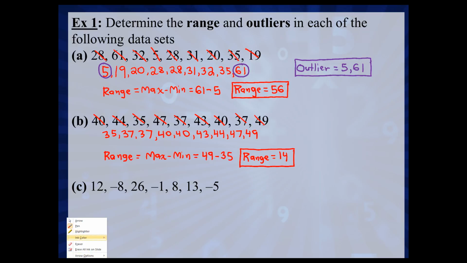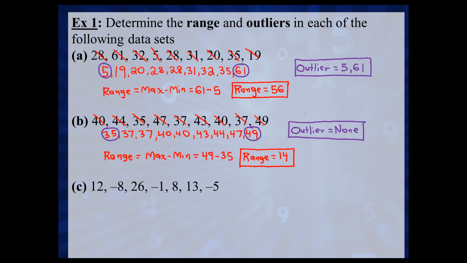Outliers. Okay, so at the start of the list, we have 35. Is 35 substantially smaller than 37? No, it's only off by 2. So I would not classify that as being an outlier. How about at the other end of the list? Is 49 substantially larger than the other numbers in the list? No, once again, it's off by 2. So in this case, how many outliers do you have? None. Because they are not substantially larger or smaller than any of the values in the list.